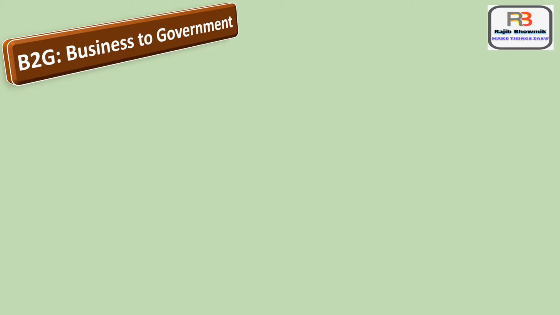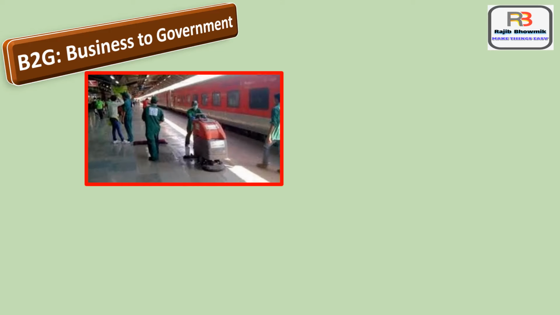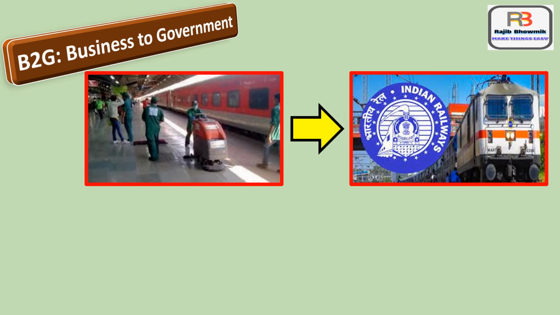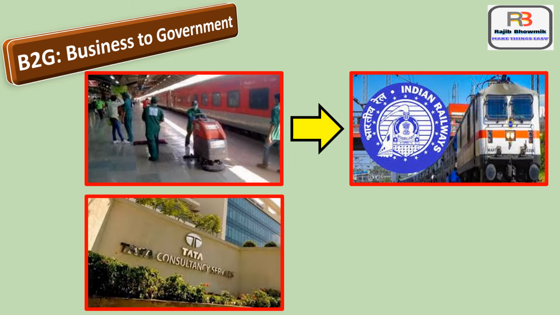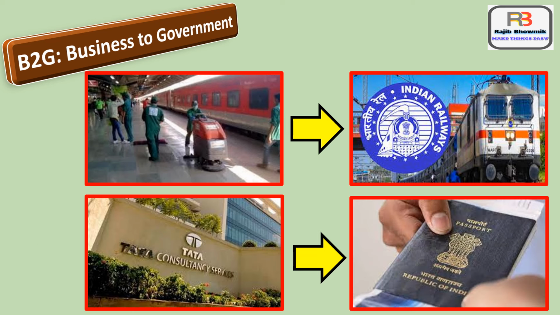B2G, that means business to government. In this business model, business houses deal with government. Let us see one example. There are housekeeping agencies who provide their services to Indian Railway. Let us see another example. TCS, that means Tata Consultancy Services, they provide their services to Indian government for making of passport.